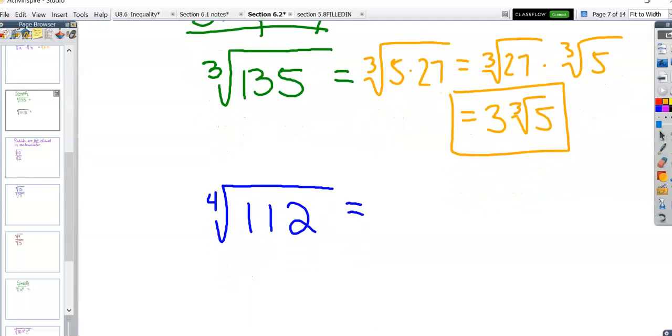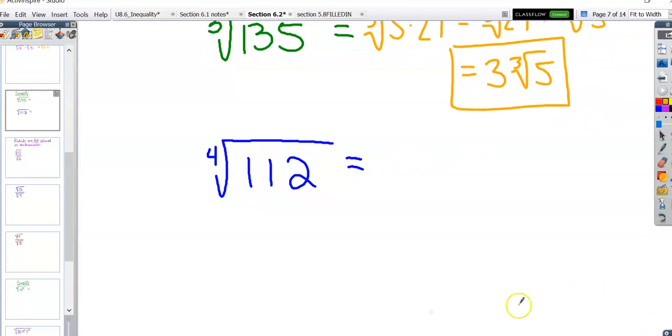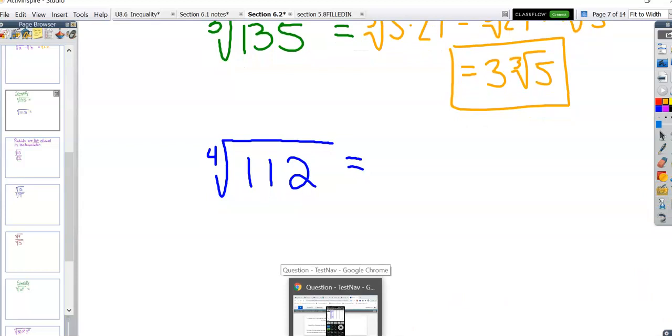And if you don't like having the calculator do it and you'd rather just multiply it out and see what makes 135, you certainly can do that. I think it's a little bit quicker if you use the table in the calculator.